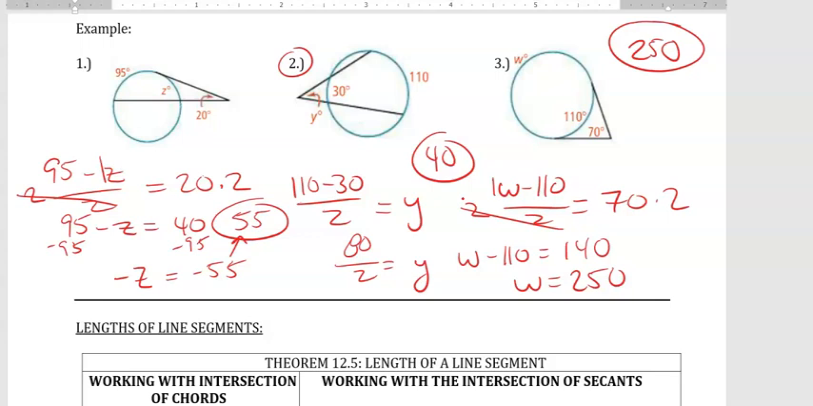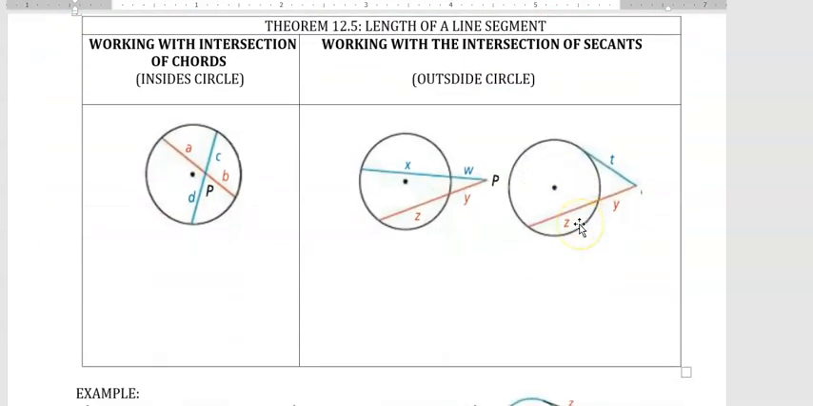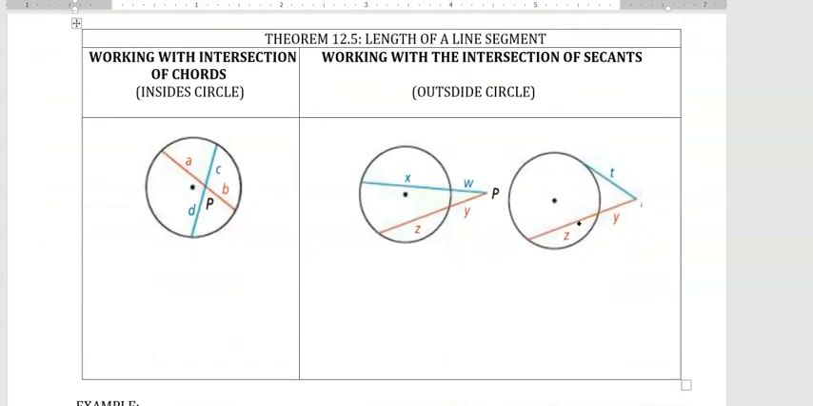Anybody have any questions about when the angle is inside versus when the angle is outside? None? All right, there's not really a discovery learning aspect to these ones, so I'll go ahead and give you the formulas. It's either the segments are all inside or some of the segments are outside. The inside is super easy.